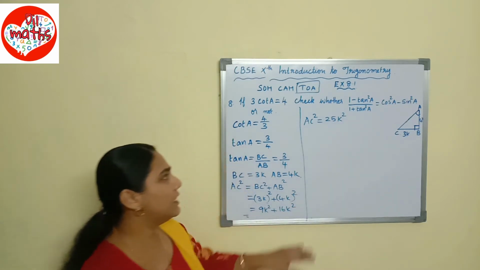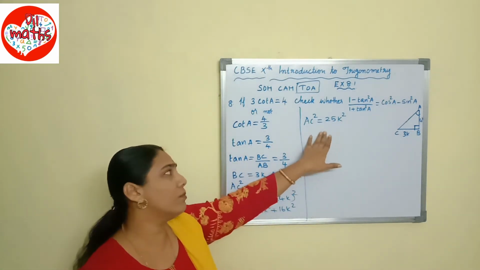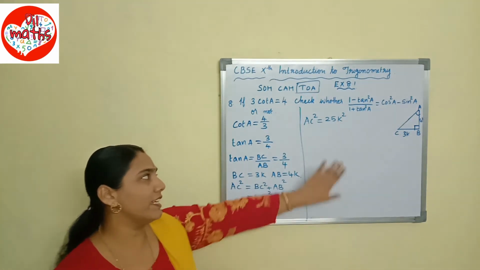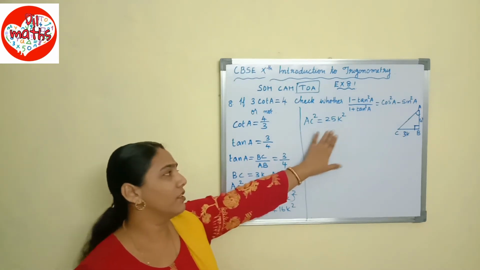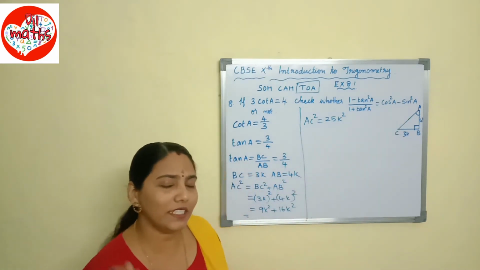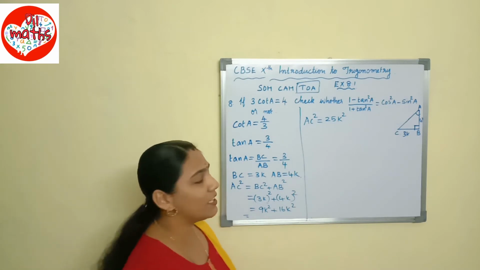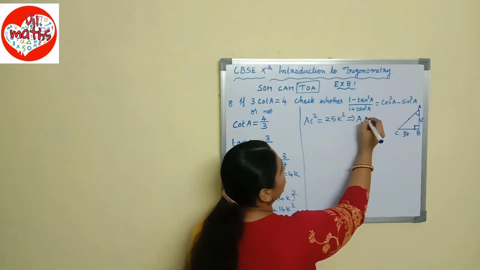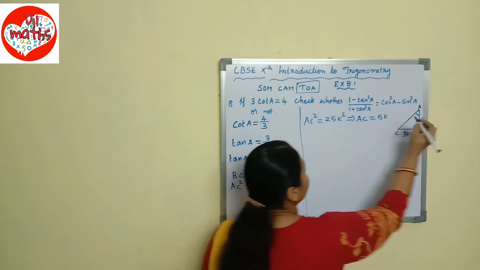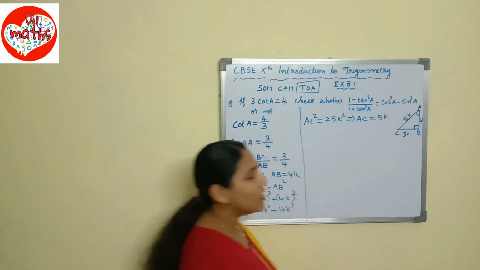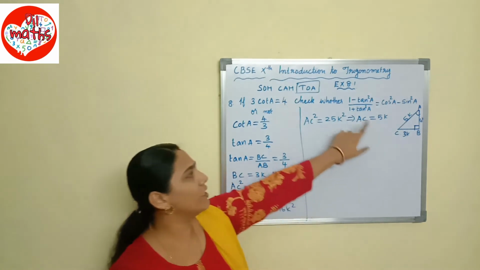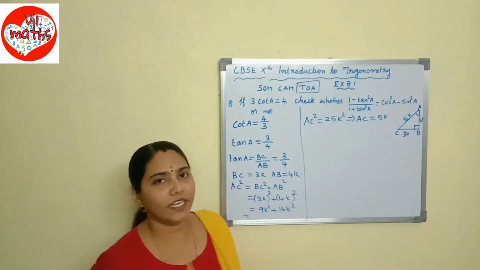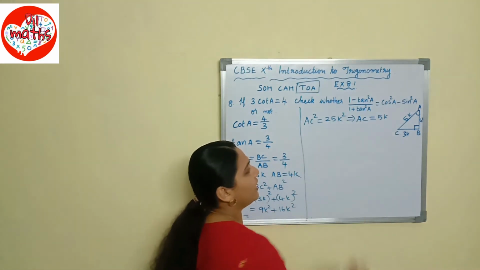From this what can I do? I can take the square root on both sides, then I will get AC is equal to plus or minus 5K. But we will take only plus 5K. Why? Because it is a length of a triangle. So while taking a length, we will avoid that minus sign, isn't it? So we avoid minus 5 and we get AC is equal to 5K. So we got all the three sides. Why did we find this AC? Because to find out cos A and sin A, definitely we need the hypotenuse. That's why we found the hypotenuse here. So AC is equal to 5K.